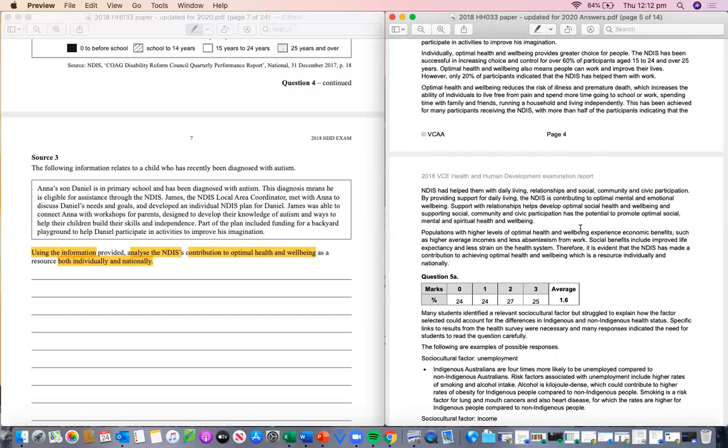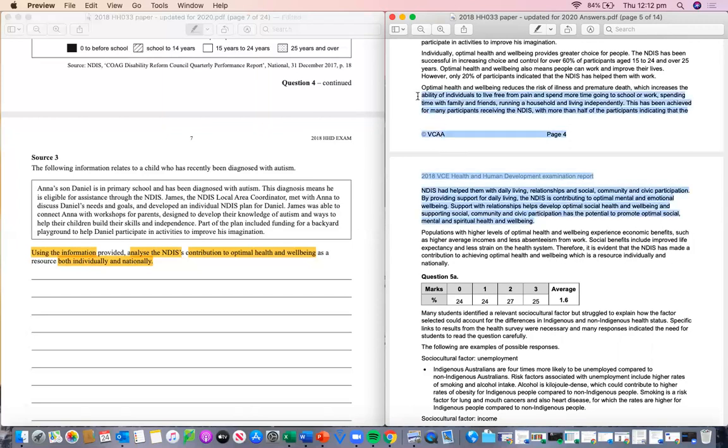By providing support for daily living, the NDIS is contributing to optimal mental and emotional health and well-being. Support with relationships helps develop optimal social health and well-being, and supporting social community and civic participation has the potential to promote optimal social, mental, and spiritual health and well-being.